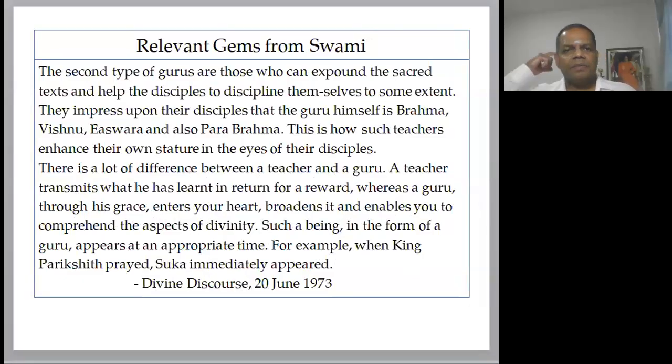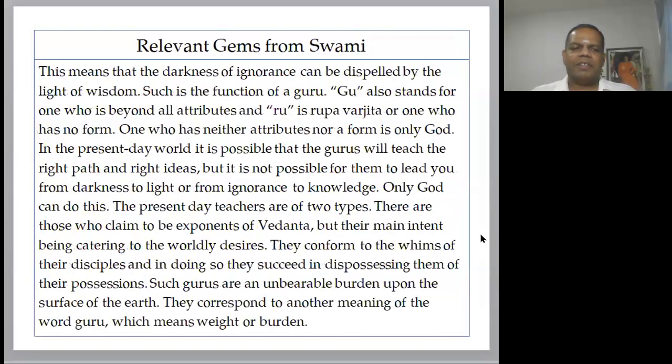Sairam Kanagesanti. Sai Ram, I don't know. The first type of guru, I am not clear. Okay, I will go back. Can we go to the previous page, please?